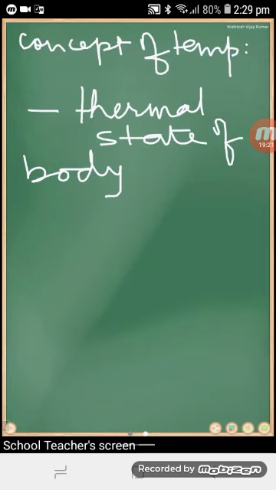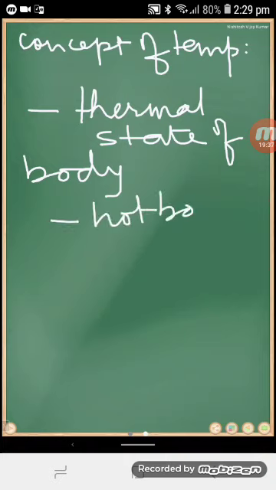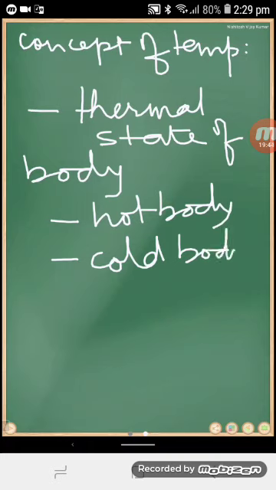I'll give you the notes of this also. So it is basically a parameter which defines the thermal state of the body. Thermal state means there will be a hot body and a cold body. Keep in mind, hotness and coldness are relative to the surrounding. One body may be hot with respect to another, and the same body may be cold with respect to a third.